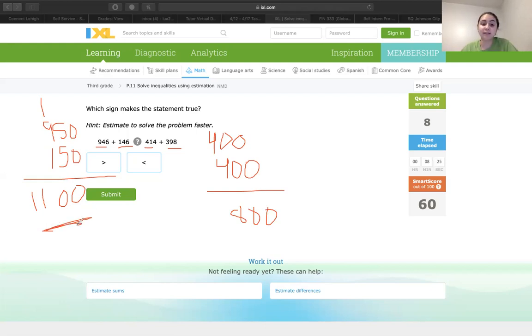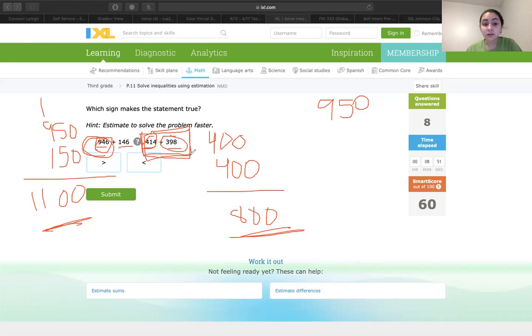Or we could have done something way easier. Look at this number. It's almost 950. Look at this number. It's almost 400. And this one's almost 400. 400 plus 400 is 800. This number is still bigger than these two numbers added. So we know without having to do the addition on this side that this is going to be smaller, because the addition of these two is smaller than 950, which is our estimate for 946.